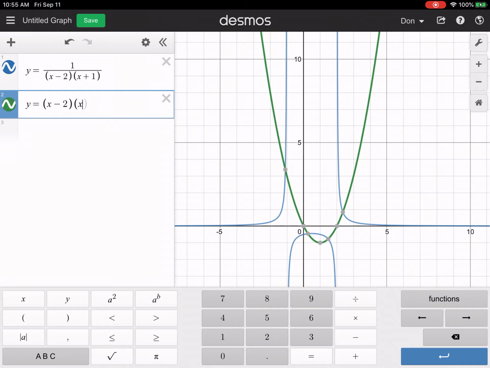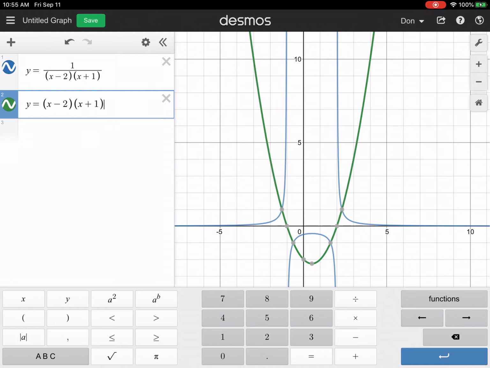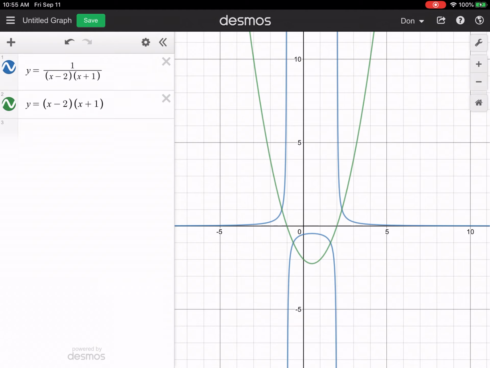So I'm just typing it all in here. And lo and behold, there is my original quadratic in green, and then I've got the reciprocal of it in blue. Notice how, where the original crosses the x-axis, it's got y values of 0, which then gives us, when we divide by 0, undefined, which is what gives us the vertical asymptotes at -1 and +2. And there are some interesting points going on here as well.